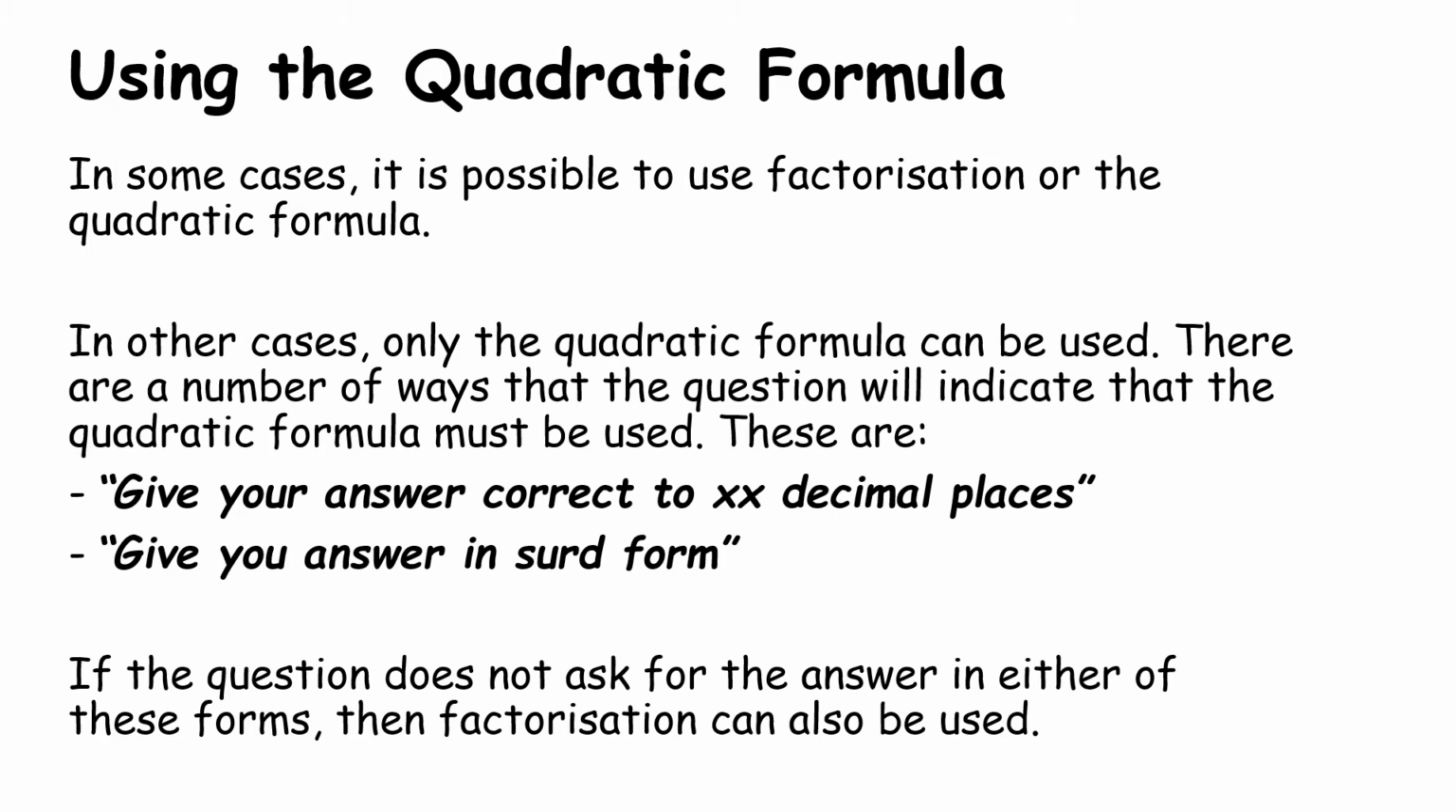So some ways to think of this would be: give your answer correct to decimal places. As soon as you see that, you need to go ding, ding, ding. They're telling me to use the quadratic formula. Give your answer in surd form. Ding, ding, ding. Quadratic formula. They could give you something that looks like surd form. Ding, ding, ding. Quadratic formula. So always watch out for that.